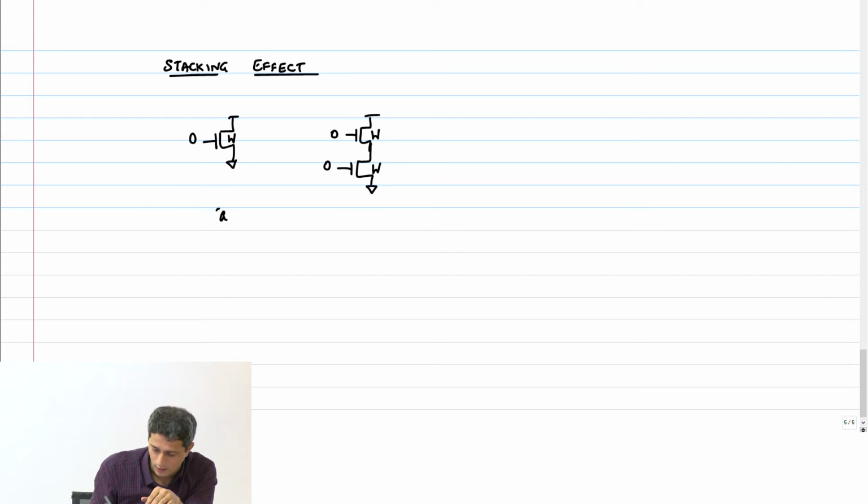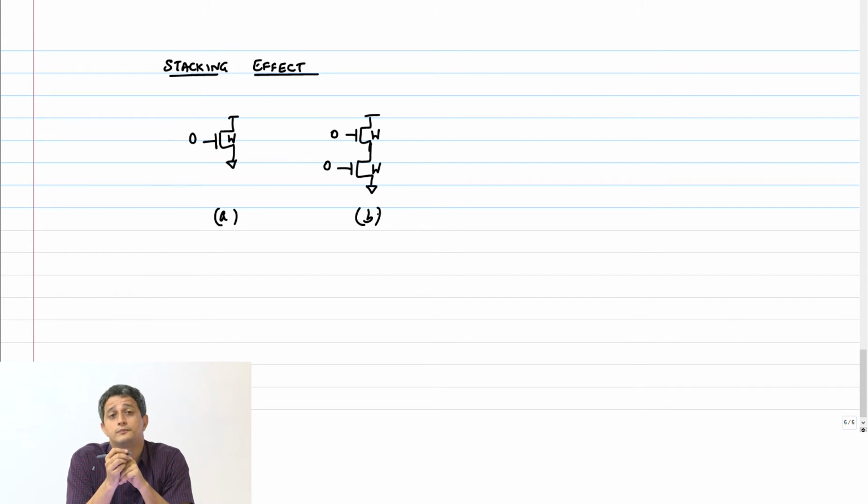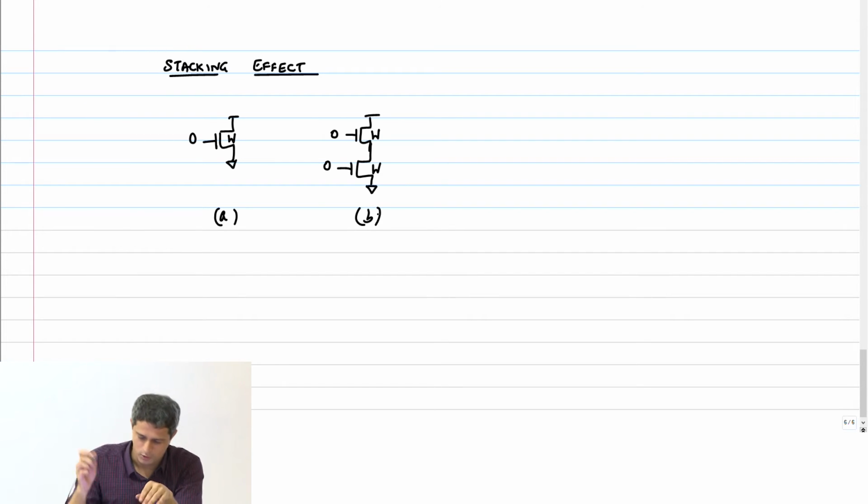A, B. A or B? A will have higher leakage. Why? VDS is... okay. So good, you are getting there.